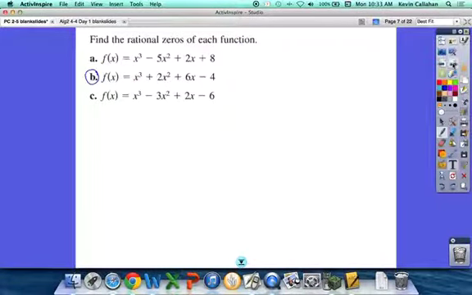Okay, let's try another one. There will be questions that just say, list the possible rational zeros. For this second one, list the possible rational zeros. They're going to be the factors of 4 divided by the factors of 1, or you could say negative 4, but it doesn't matter.